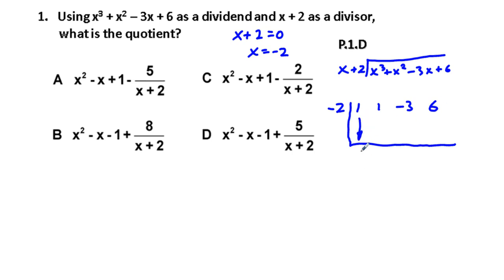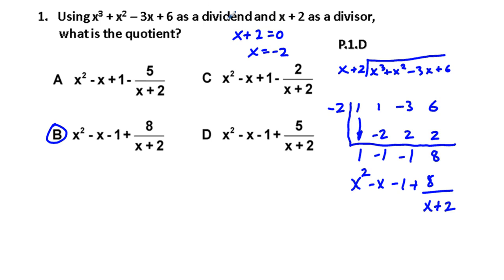We bring down the 1, we get 1x squared. -2 times 1 is -2. 1 plus -2 is -1. So we have x squared minus x. -2 times -1 is 2. So we get -3 plus 2, which is -1. So we have -1. And then -2 times -1 is 2. So we get 8. So we're going to get x squared minus x minus 1 plus 8 over x plus 2. And that's going to be our answer choice B.